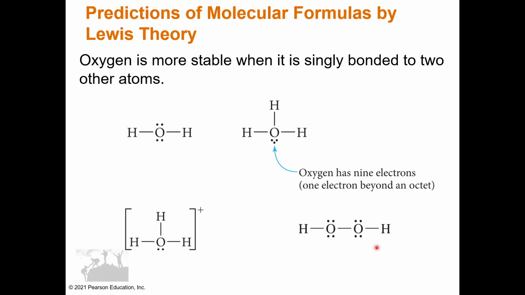Same thing goes with hydrogen peroxide. Both hydrogens have complete duets, and the oxygens have complete octets. So it's only this structure here that's very unstable and does not exist.